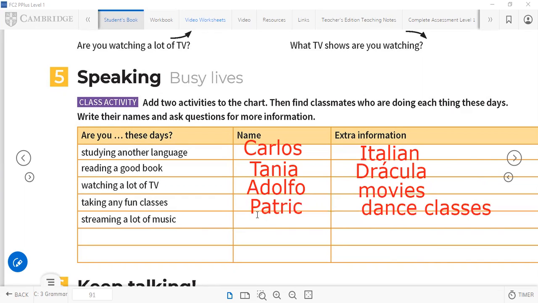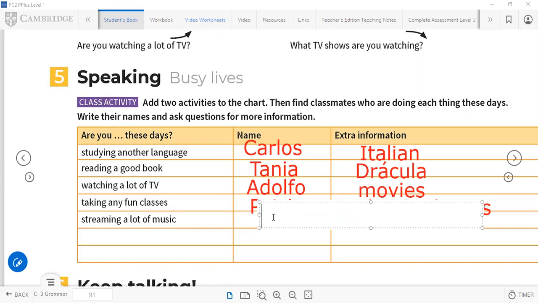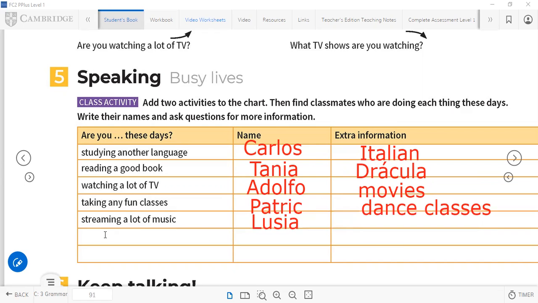Streaming a lot of music, one example. Another could be Lucia. Lucia is streaming a lot of music. What kind of music? ¿Qué tipo de música? I don't know, we could say pop, for one example. Or it could be jazz, it could be others, okay? Blues, okay? It depends on your preference.